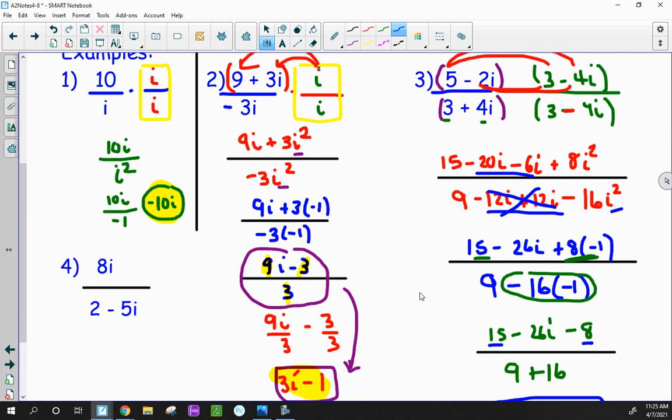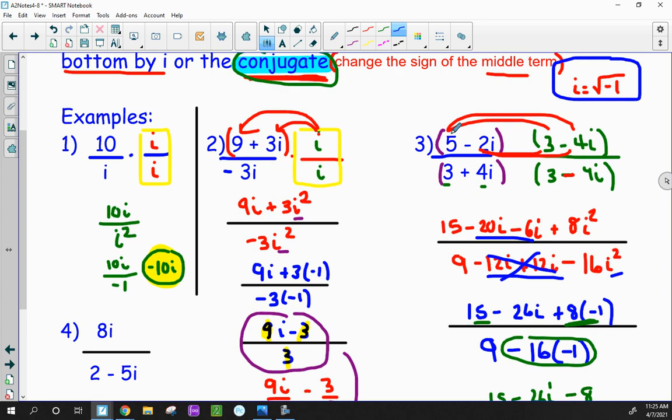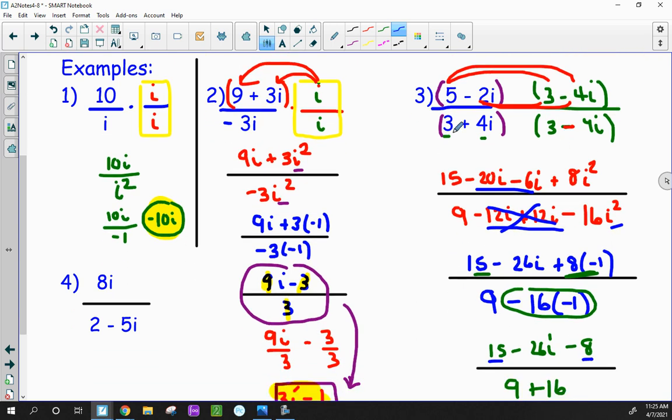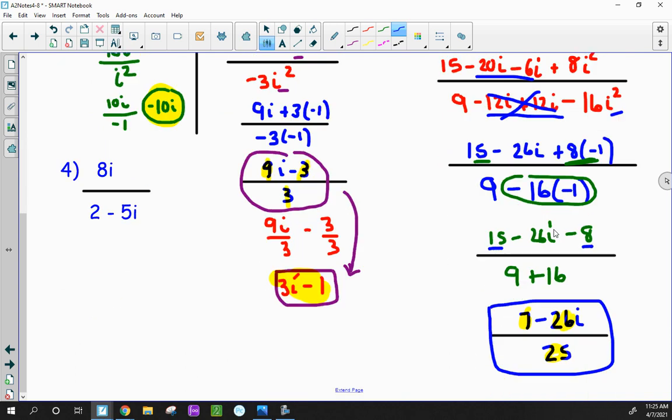Okay, and notice number 3 is the longest type because you do have 2 terms on top, 2 on the bottom. You're multiplying by the conjugate. Again, the sign has to be changed. What that allowed to happen is after I did FOIL, the i's on the bottom canceled for me, which is what I wanted to happen. And then I was able to achieve the goal.